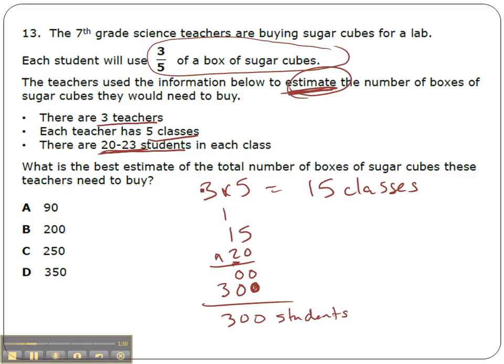Bearing in mind that that's a low estimate because we picked the smallest possible number of students per class, we would ask ourselves, okay, 300 students. Does each student need a full box of sugar cubes? No, each student needs 3/5 of a box.